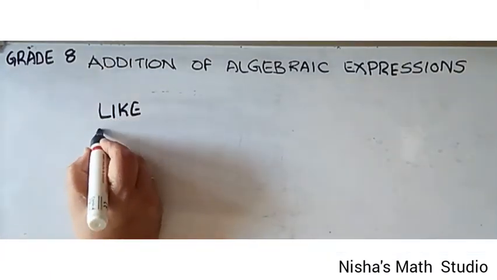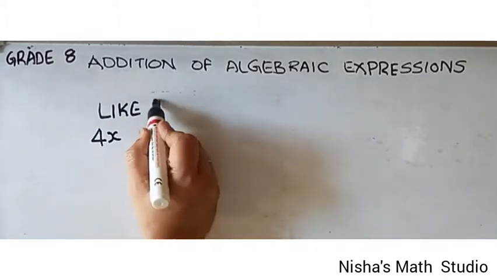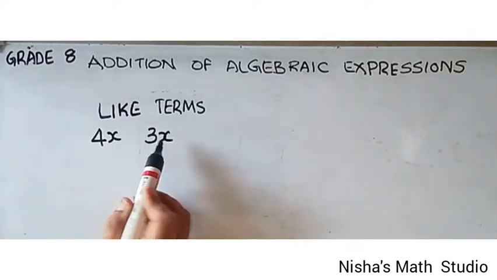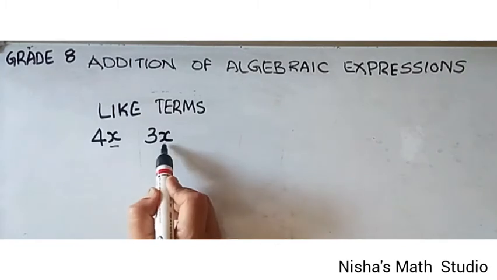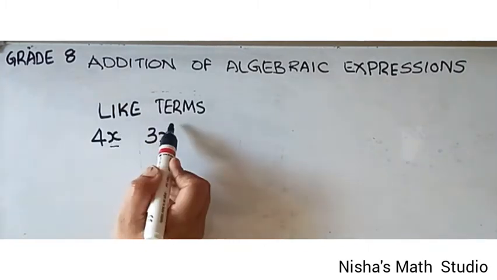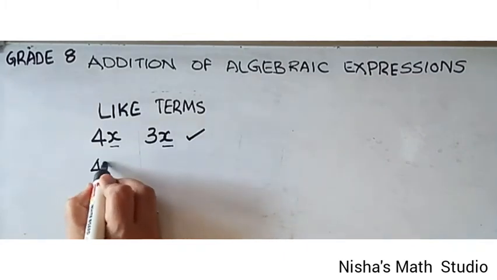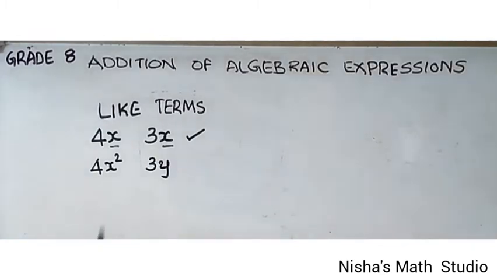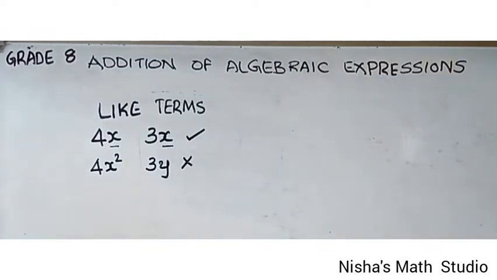If you take an example of 4x and 3x, to say they are like terms, the variables should be same and they should have the same power. Here x is the variable in both the cases and the power is 1. So they are like terms. Whereas if you take 4x square and 3y, here variables are also different, x and y. If the variables are different, we can definitely say they are unlike terms.